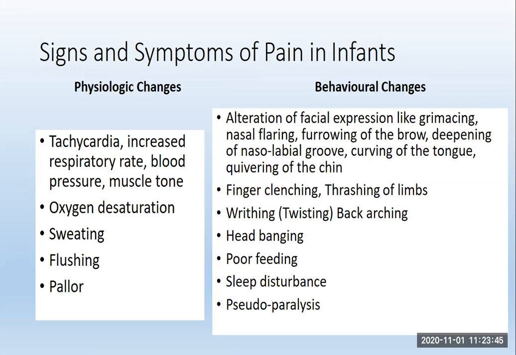Babies may also clench their fingers. They may thrash their limbs. There would be twisting movement of the body. There can be arcing also. Babies may bang their head. There can be poor feeding. Baby will not get sleep properly. Even because of the experienced pain, they would not like to move their limbs and they feel that it is a pseudo paralysis.